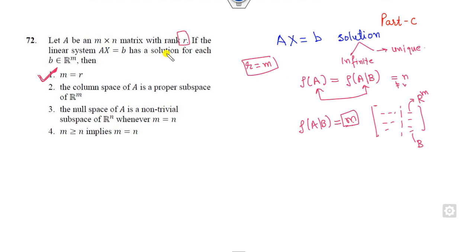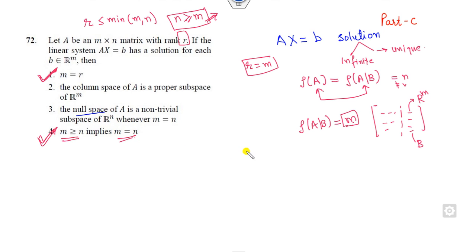Fine. Now we also know that if it is m cross n, the rank will be the minimum of m and n. So what is the meaning of that? n must be greater than or equal to m. This condition holds. So whenever this condition holds, and if this condition is given, it implies this also. So this part is also a correct option. Now look at the other two options.